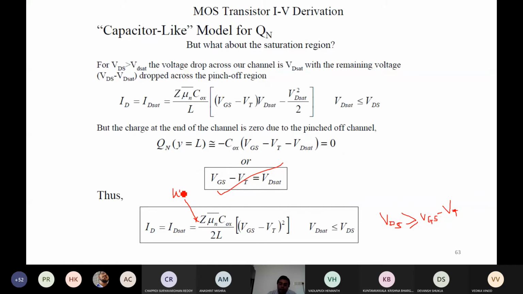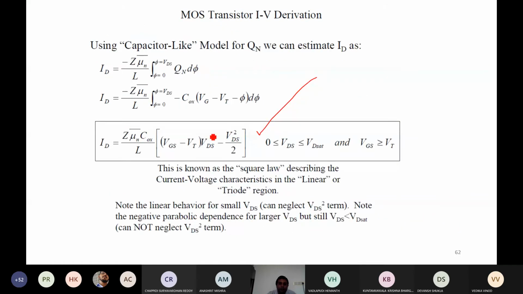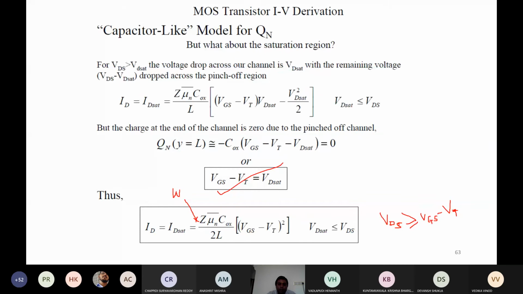One equation is for the linear region, where the current flowing through the channel can be calculated with the help of this equation. In the saturation region, for any value of VDS you provide, unless channel length modulation comes into the picture, this current is no more increasing. This is a fixed value. So ID equal to ID sat. In the whole saturation region the current is the same, ID equal to ID sat, which is given by this relation.